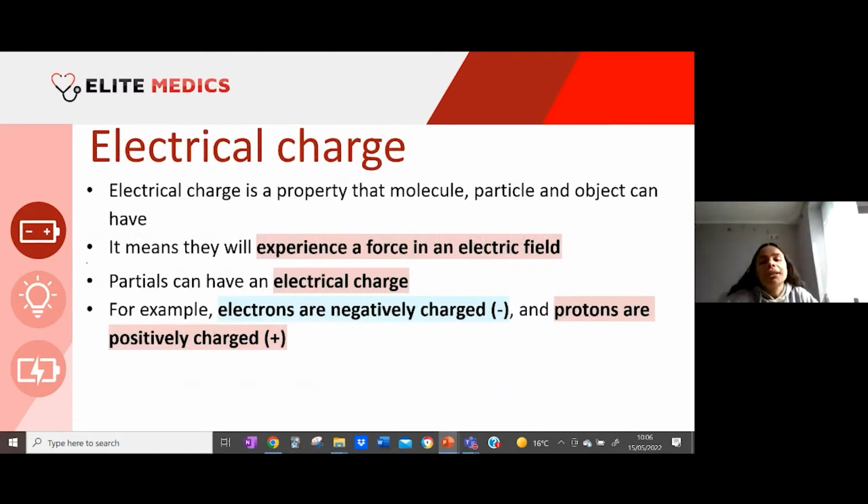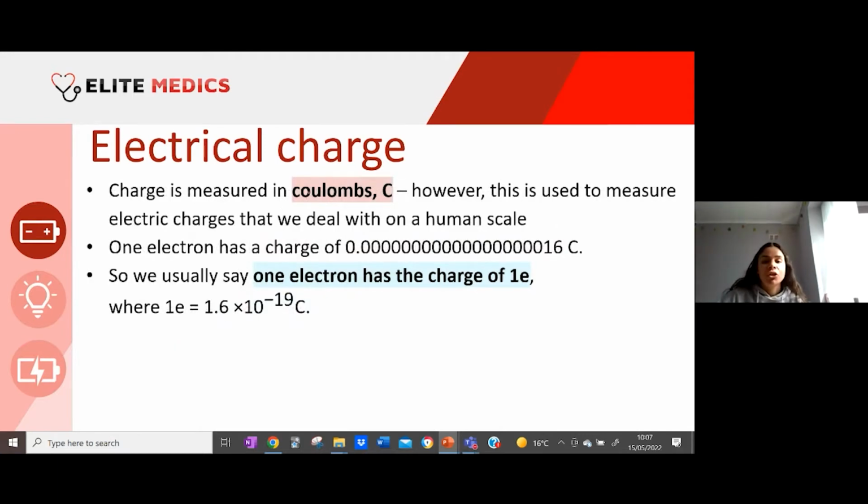Charge is a property that a molecule, particle, or an object can have. So it will experience a force in an electric field. So particles can have an electric charge. Electrons are negatively charged. Protons are positively charged. So we measure charge in coulombs, which is a big C. And basically, an electron has a charge of this many coulombs.